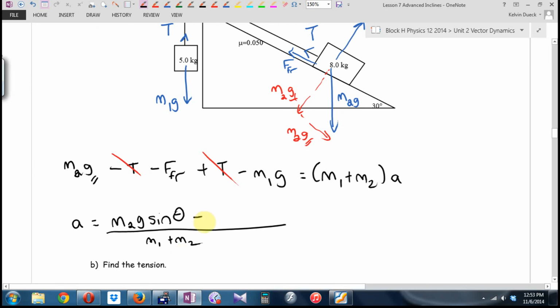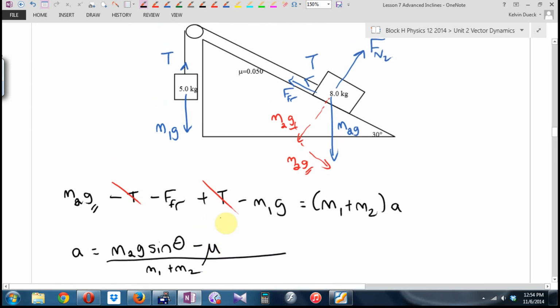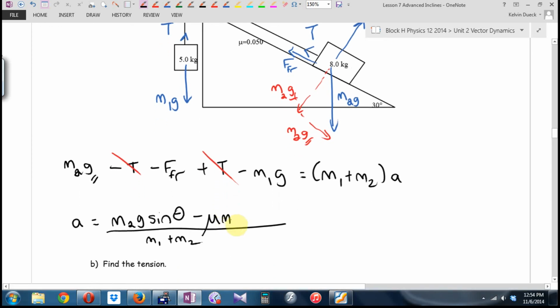Minus, Alon, friction is what times what? Mu times the normal, I don't know the normal force. Oh, but look. I know another force the same size as the normal force, what? And what is M2G perpendicular? Cos. And then I have minus M1G.